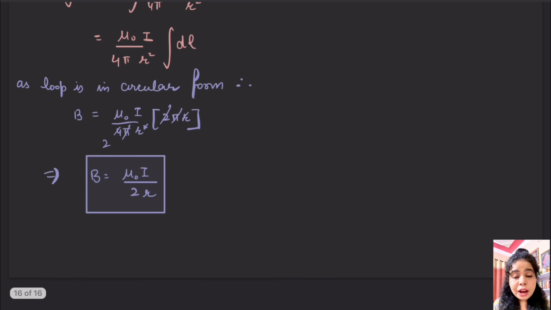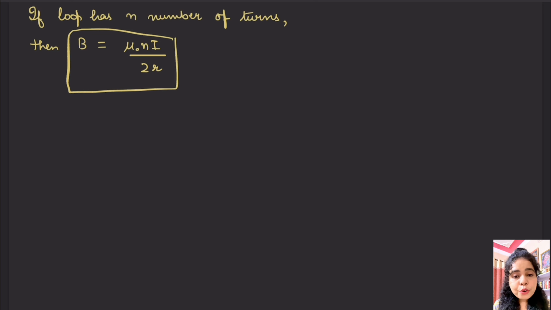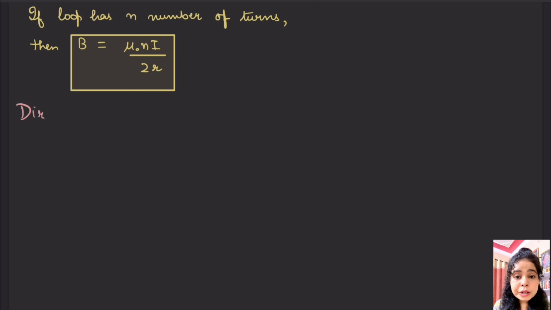Now our loop was having only one turn. If there is a single turn, we have B equal to mu naught I upon 2r. But if our loop contains N number of turns, then the magnetic field will become N times. So in that case we have B equal to mu naught N I upon 2r. So this is the magnitude of the magnetic field which is produced at the center of the current carrying loop.